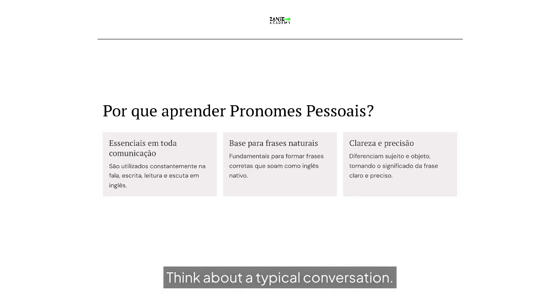Think about a typical conversation. If I were to tell you about a friend, I wouldn't repeat their name every time I mentioned them. Instead, I would say, "My friend is coming over. She will bring some snacks." Here, the pronoun "she" helps keep the conversation flowing smoothly and naturally.